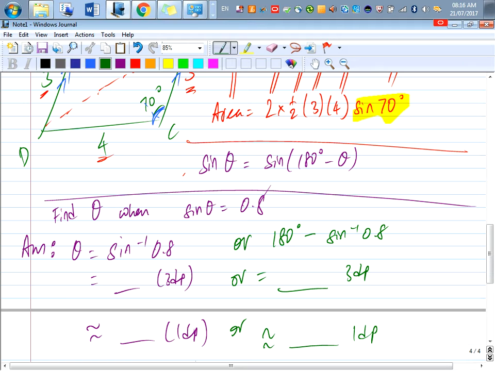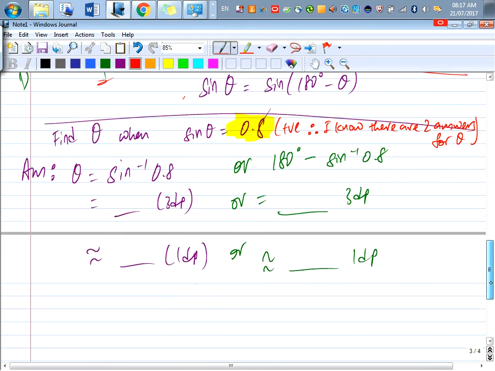Do we know why there are two answers? We have to look at this. When sine theta is equal to 0.8, this value over here, is it positive or negative? Darren, is 0.8 positive or negative? Positive. So, I know there are two answers. Two answers for theta. Okay? Only for sine. Two answers in your syllabus.